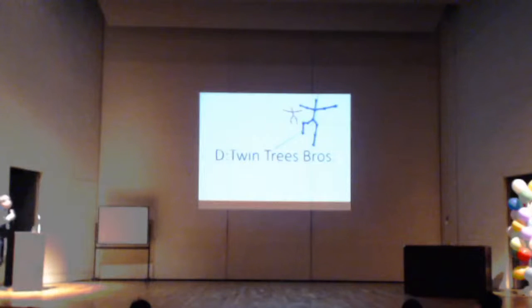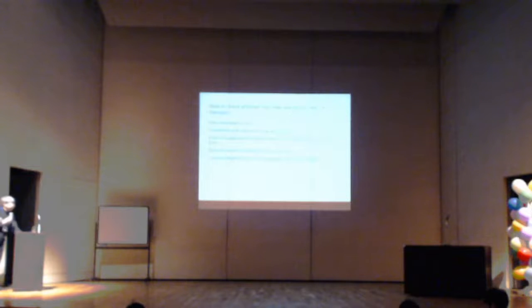I will explain problem D. This problem came from the field of computer graphics. The transformation from the world coordinate system to the camera coordinate system. How to check whether two trees are twin or not? The solution is as follows.